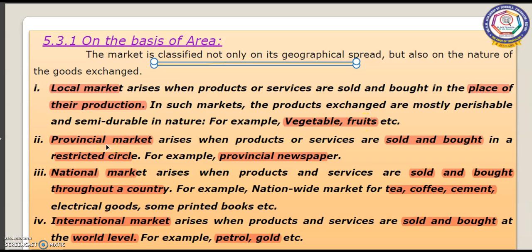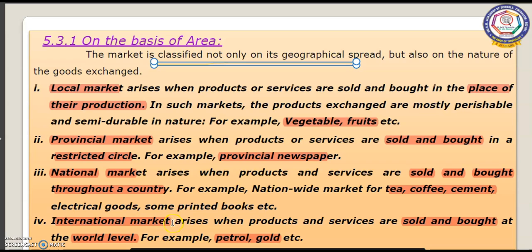Next one, provincial market. It arises when products or services are sold and bought in a particular, restricted circle. For example, you can take a provincial newspaper. Next one, national market. It arises when products and services are sold and bought throughout a country. We can get that particular product anywhere. For example, the nationwide market for tea, coffee, cement, electrical goods, and some printed books are examples of national market.